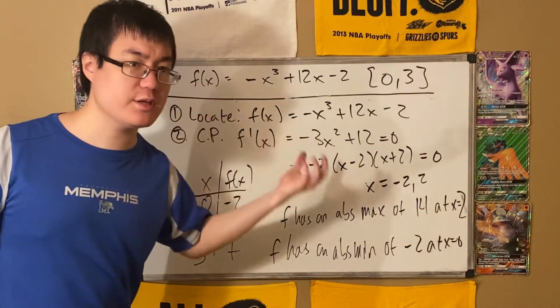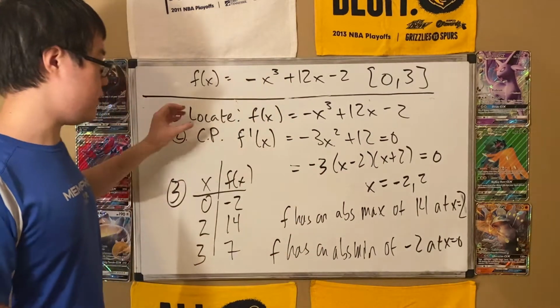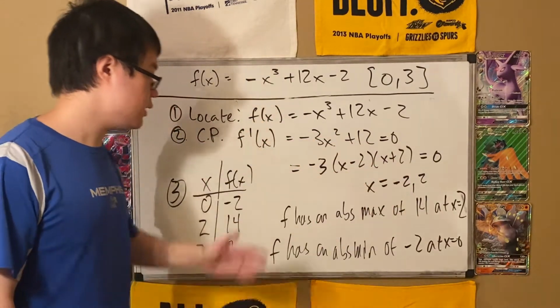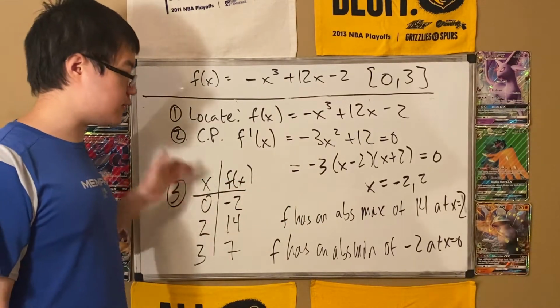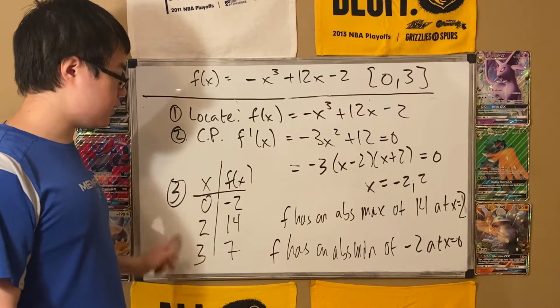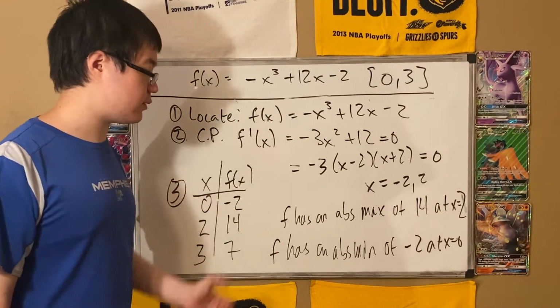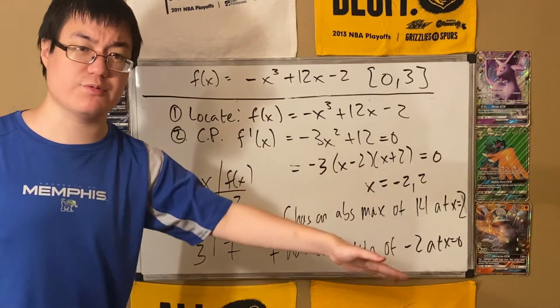Locate your function. Could be the given, could not be. Just find it. Then take the derivative, set it equal to 0. Put the critical points that fit within the endpoints as well as the endpoints into this table where you're plugging in these values into the locate step. Biggest one is the max, smallest one is the min.